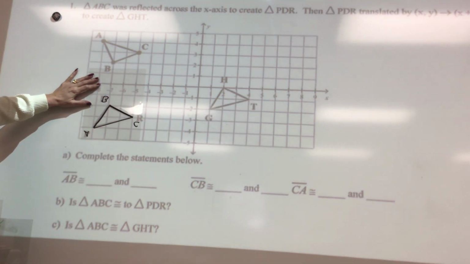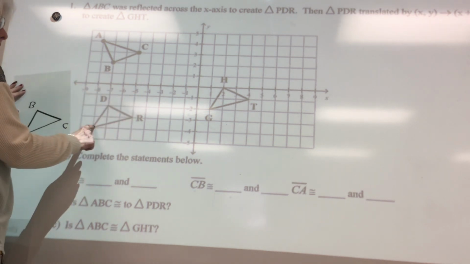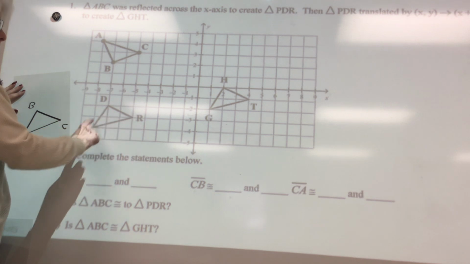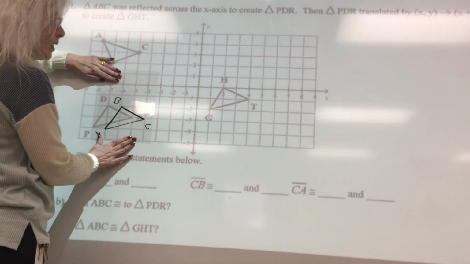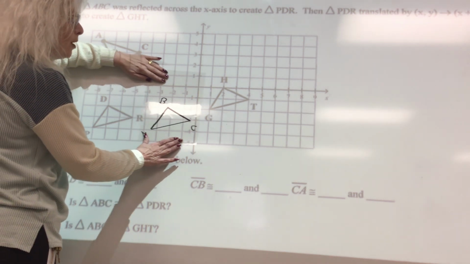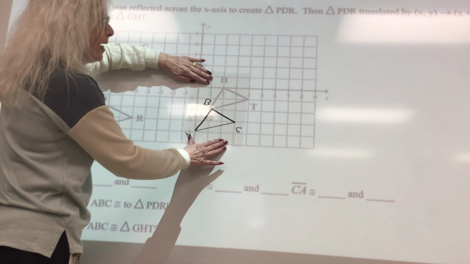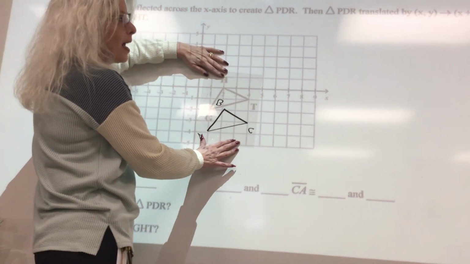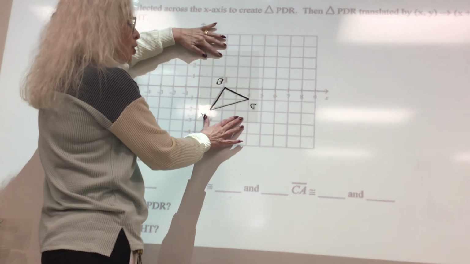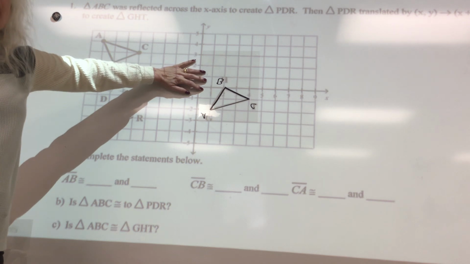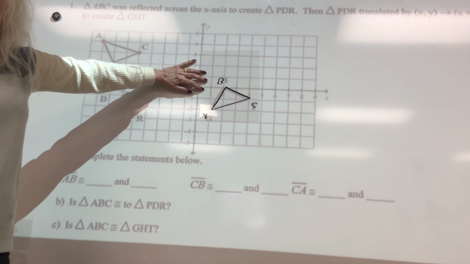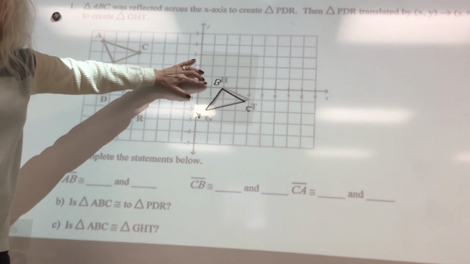After I reflected triangle ABC across the x-axis, I took triangle PDR and translated it 1, 2, 3, 4, 5, 6, 7, 8, 9 units to the right, and then 1, 2 units up, and then I drew triangle GHT. Do you understand what I did?